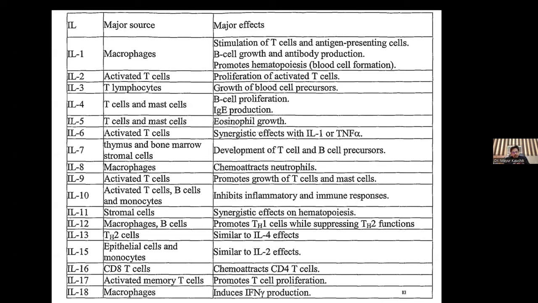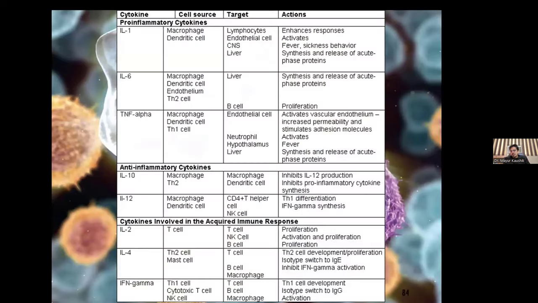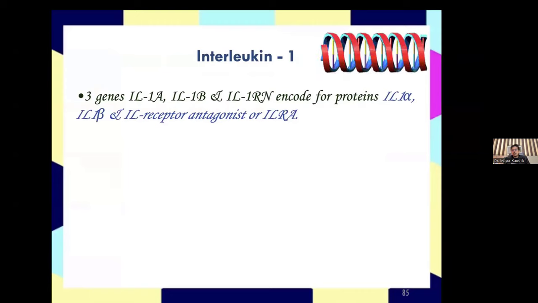So many interleukins are there, based on the cells from which they are produced, and they have various functions. But a more practical classification would be pro-inflammatory cytokines and anti-inflammatory cytokines. Meaning, if pro-inflammatory cytokines are produced in surplus quantity, more destruction would be there. If anti-inflammatory cytokines are produced in surplus quantity, they would be protective in nature. Out of these, the most commonly studied interleukin is interleukin 1. Many genes are there, in particular three genes.